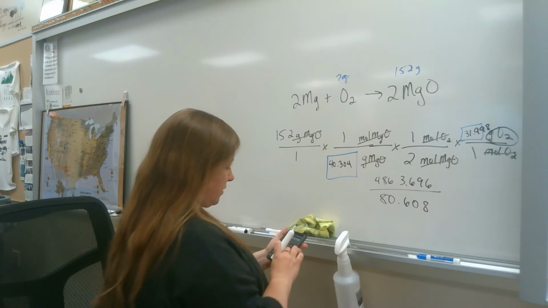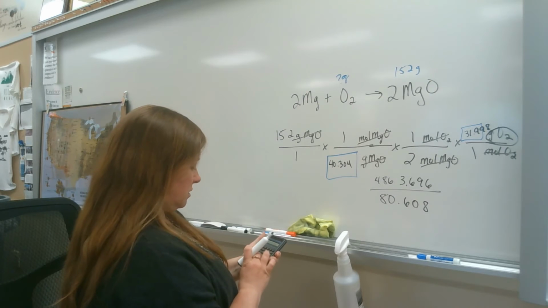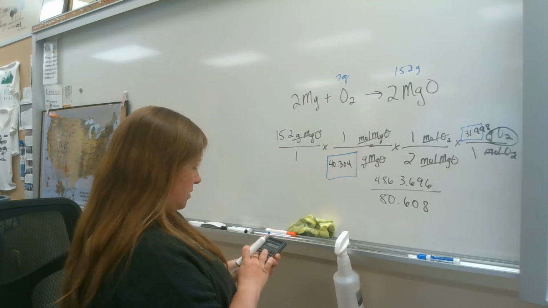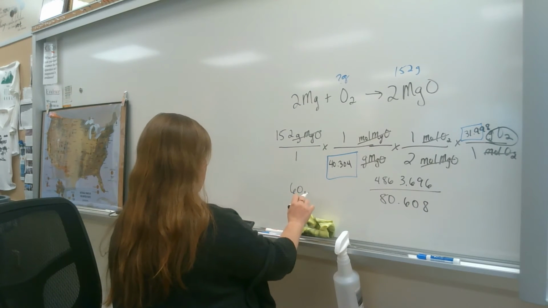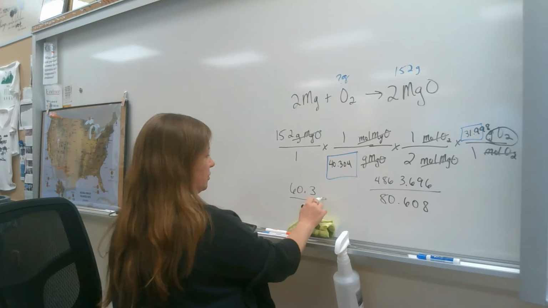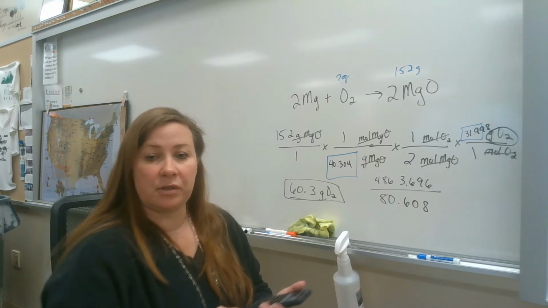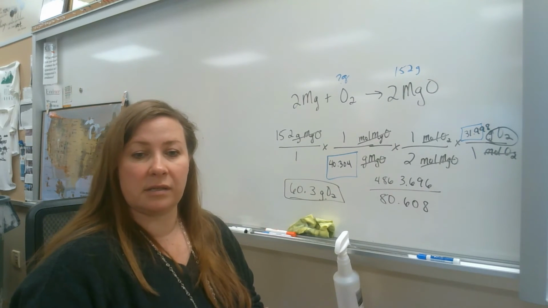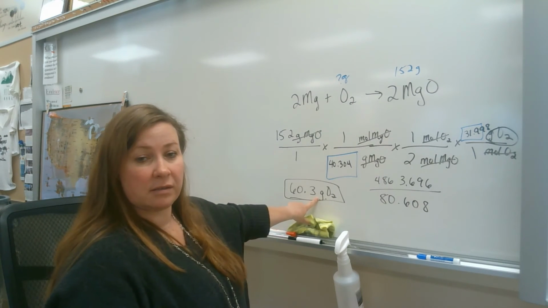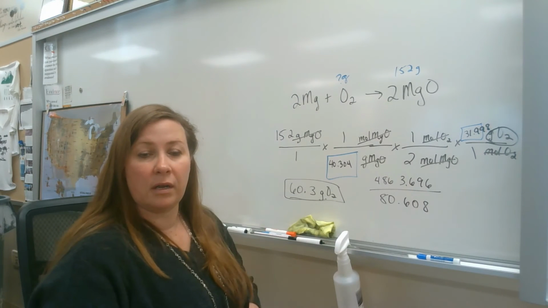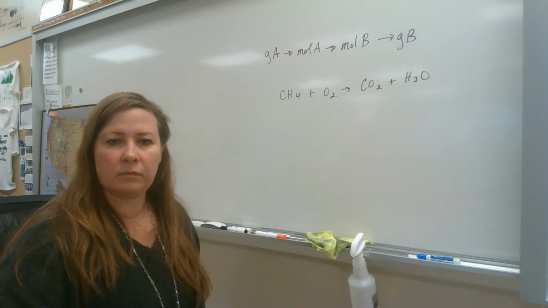And then we're going to divide top divided by bottom, 4863.696 divided by 80.608. And we get 60.3376, we'll just call it 60.3. This is grams of O2. For stoichiometry, you do have to write the number, the unit, and the substance every single time. So 60.3 grams would get you partial credit. 60.3 grams of O2 would get you full credit. So definitely write out the substance as well.